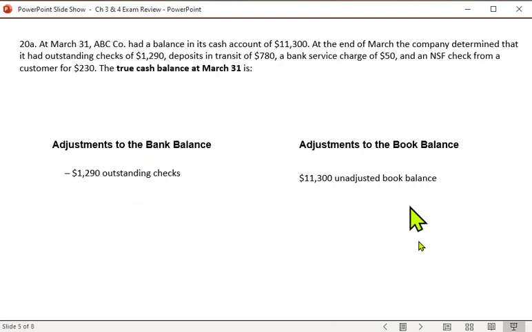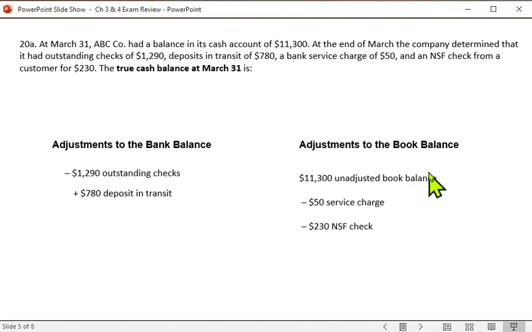Deposits in transit of $780, that's something that we would add to the bank side. Service charge of $50, that's something we would subtract from the book side. And an NSF check for $230, that's something we would subtract from the book side also. Now notice we don't have an unadjusted bank balance here. We only have an adjusted book balance.